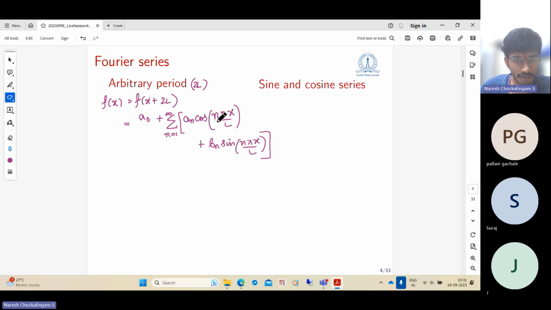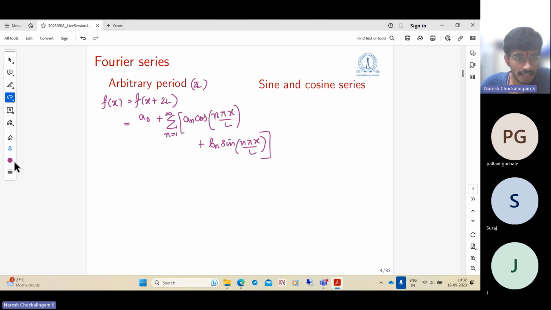So when x equals 0, you get 0. And when x equals L, you get cos n pi. So it is the same thing. You just scale it by L so that instead of being 2 pi periodic, it is 2L periodic. That's all. In place of pi, you need to get L. So this is the transformation.